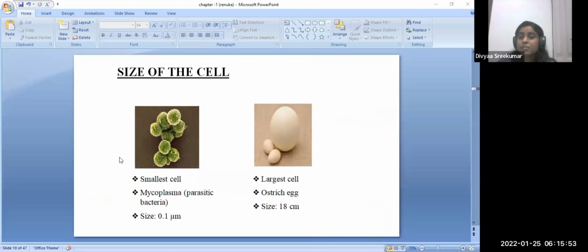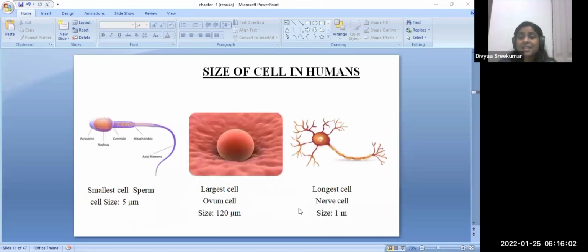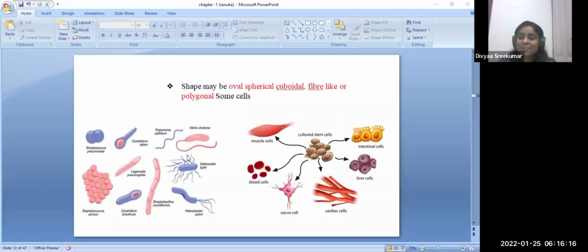The cell can be seen in different shapes also. You can see the smallest cell as Mycoplasma and the largest cell as an ostrich egg cell. The cell also comes in different sizes. In humans, the smallest is the sperm cell, the biggest is the ovum, and the longest is our nerve cells. See how different and unique our cells are? Don't think that the cell is always of the same shape and size. Just take this: we have cells of bacteria here and the cells of humans here. Each cell, depending upon its functionality, has a different shape, size, and structure.